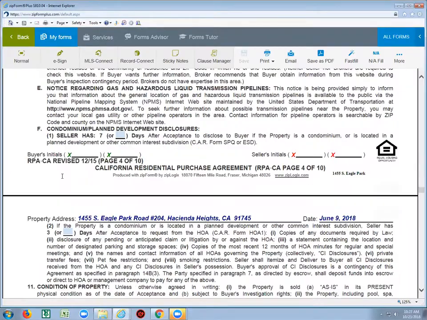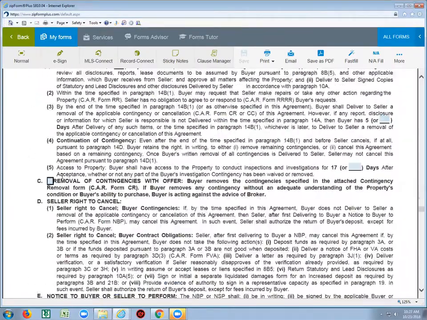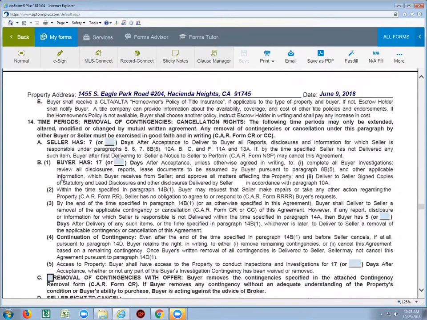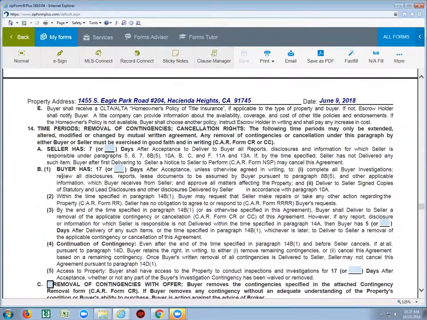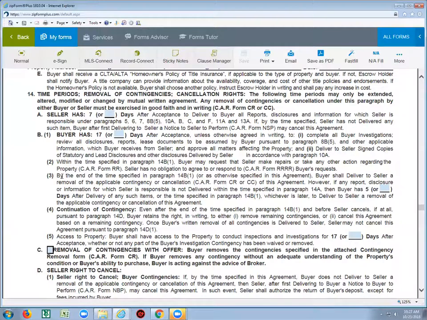14. OK, 你看14很长哦。Okay, time period, remove of contingency, cancellation, right? 很多那个 lots of buyer, what they really concern is like, can I get my money back? This is it. Okay, that's up to how you modify this. You could modify whatever the date, but the default. Let's talk about just the default.